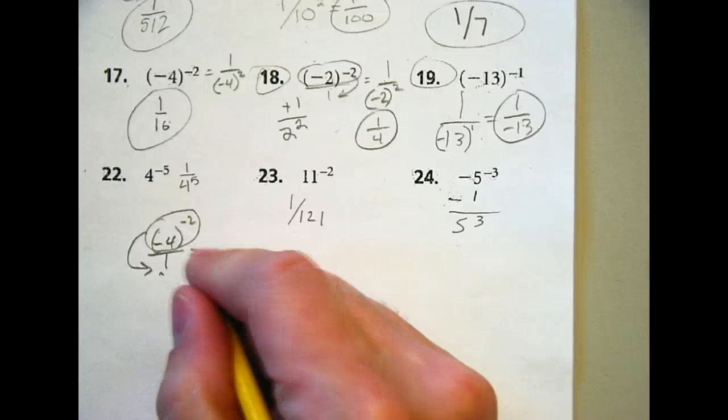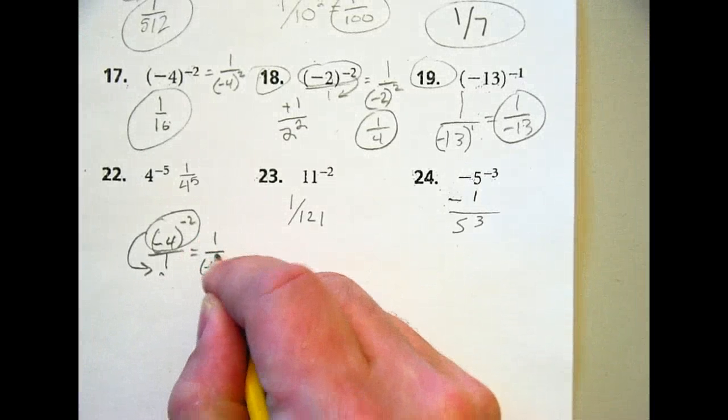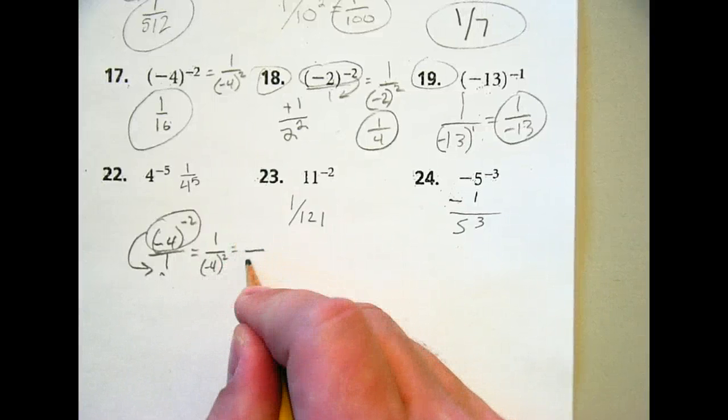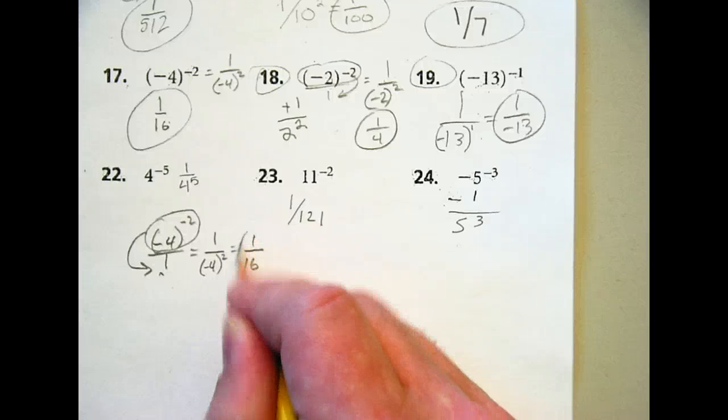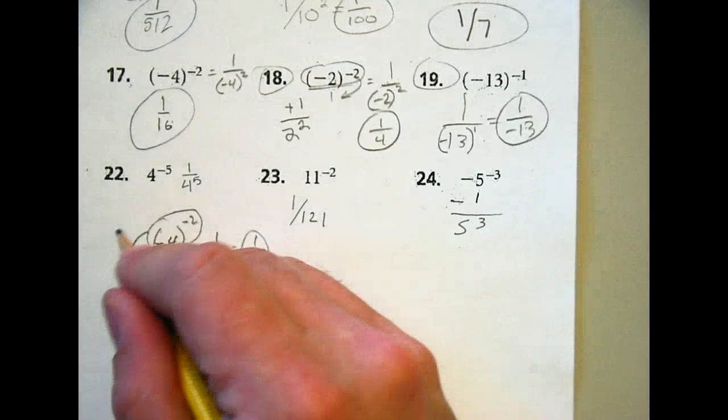All right? So in this case, this becomes a 1 over negative 4 to the second. Negative 4 squared is positive 16. Okay? So that was number 17.